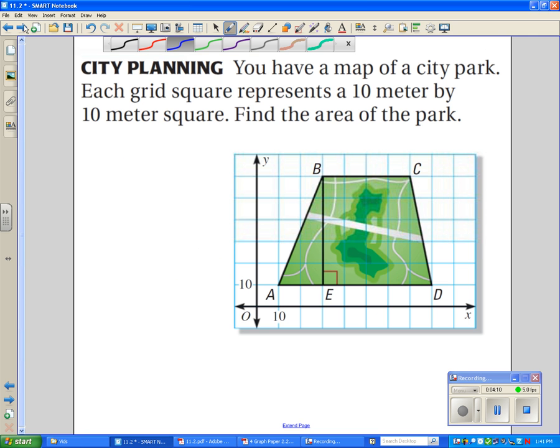All right, you have a map of a city park. All I really want to have in your notes is the drawing. You just have to draw a quick sketch of it, write your trapezoid out. Notice this trapezoid lands at nice, pretty values. Let's read the rest of the question to make sure we're understanding.